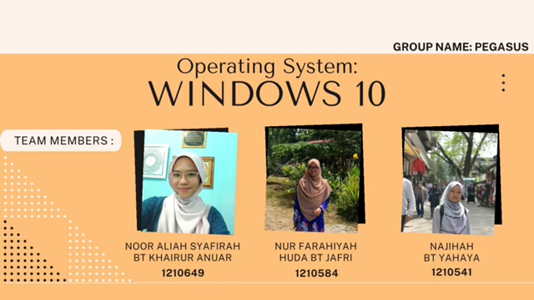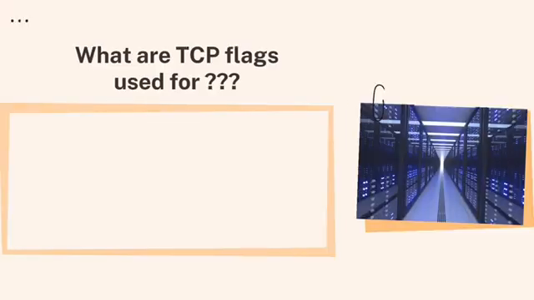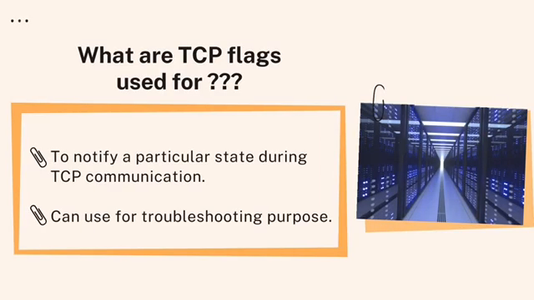Our group chose Windows 10 to see the response to different TCP flags in the network. Before we go to the scanning part, I will briefly explain the use of TCP flags and also the types of TCP flags. TCP flags are used to notify a particular state during a TCP communication. They can also be used for troubleshooting purposes. So basically, a TCP flag is used to notify about the condition of TCP traffic.